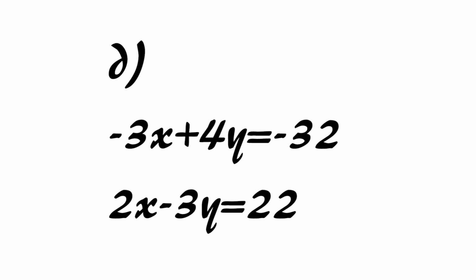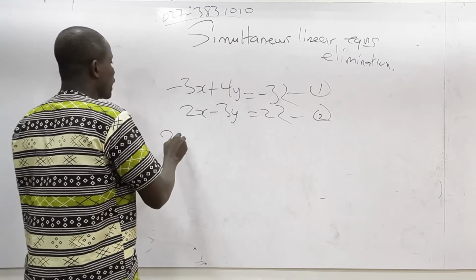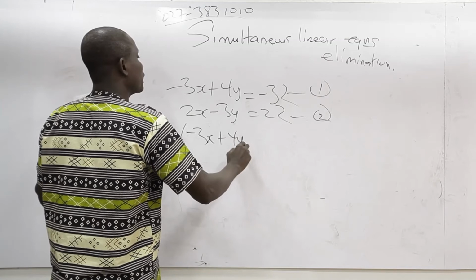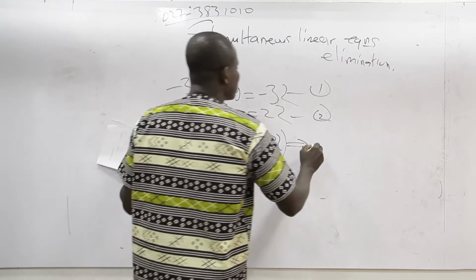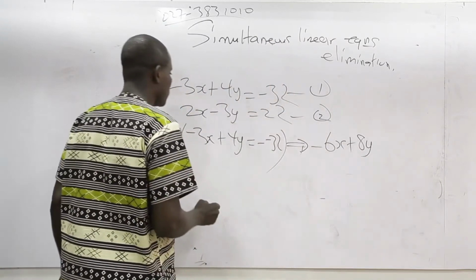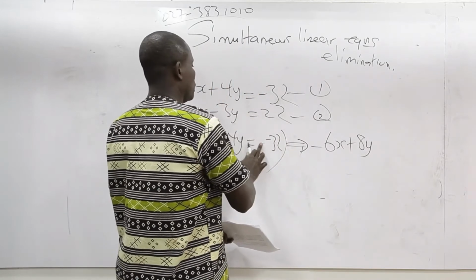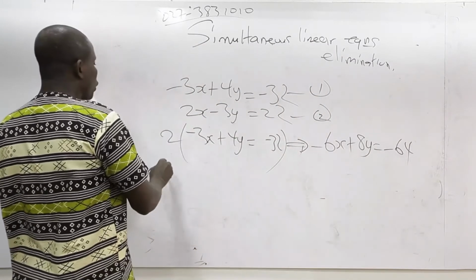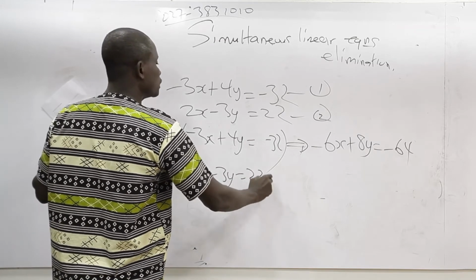So now, I hope you are getting it, so we will not keep long. This is equation 1, equation 2, okay? So now we have 2 into bracket, negative 3x plus 4y is equal to negative 32. If I open the bracket, I'm going to have negative 6x plus 8y, okay, is equal to what? Is equal to negative 64.